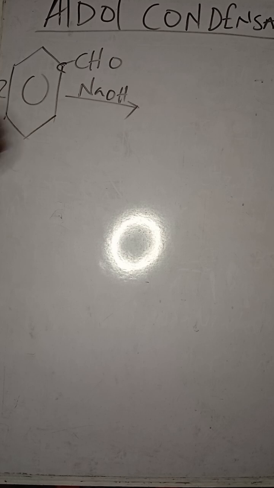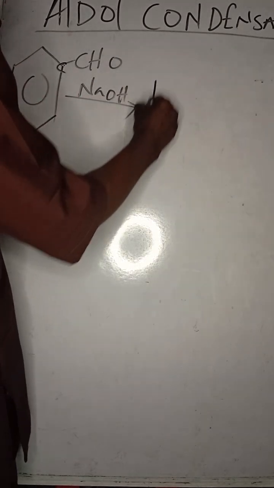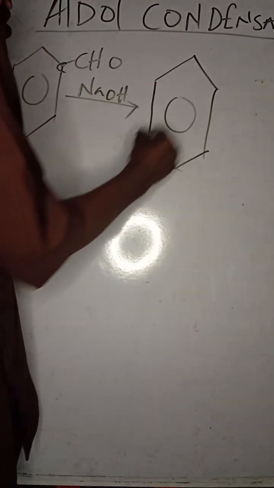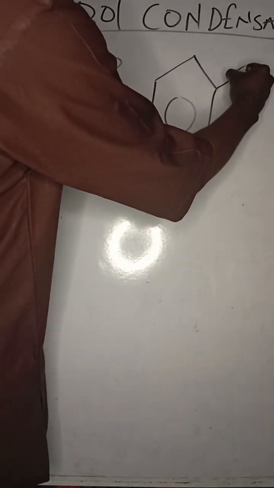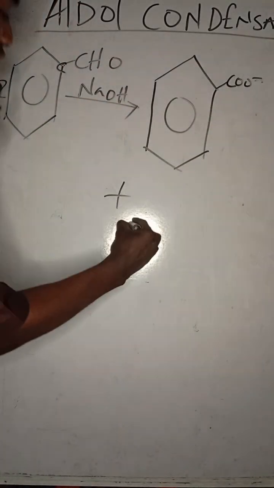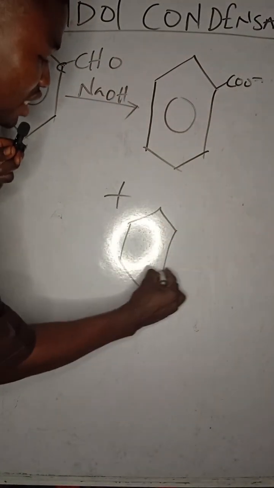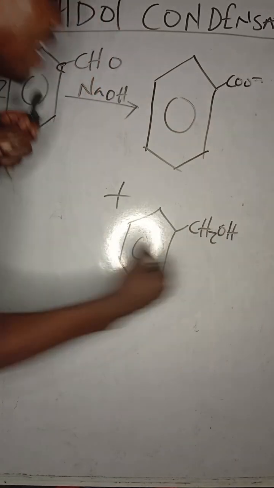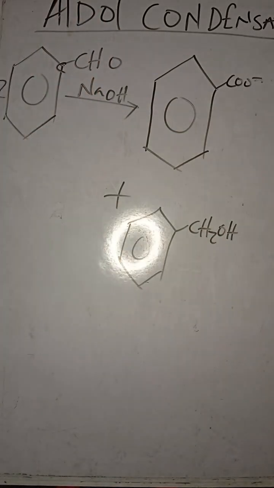So what is the Cannizzaro product? Now the Cannizzaro product of this reaction is going to be this. One molecule of the aldehyde will be oxidized to the alkanoic acid form, while the other molecule of the aldehyde will be reduced. So Cannizzaro's reaction is more like a redox reaction. So this is an example of Cannizzaro's reaction.